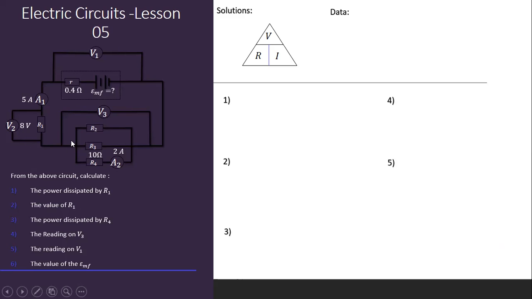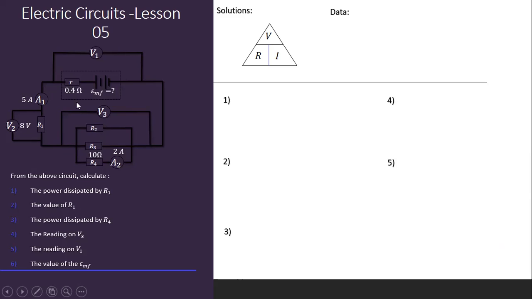And then we have 3 resistors which are in parallel, R2, R3, and R4. We have V3, which measures the total parallel voltage, the voltage across these combined parallel resistors. And then we see that the current flowing through resistor R4 is 2 amps, measured by A2. We are not given any information about R2 and R3.